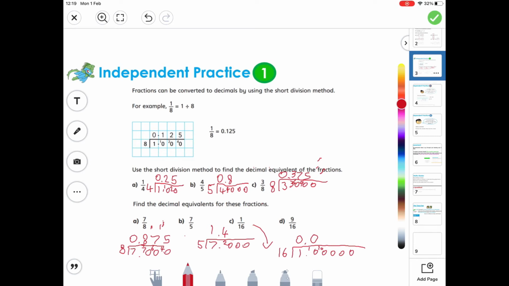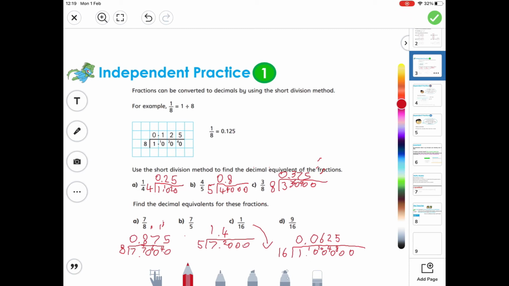Just calculating it in my head. How many 16s in 100? There's 6 with a remainder of 4. How many 16s in 40? That's 2 with a remainder of 8. How many 16s in 80 is 5. So the answer is 0.0625.